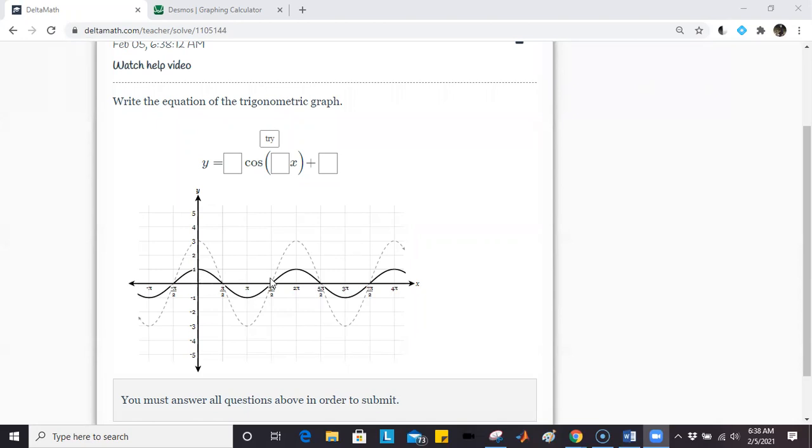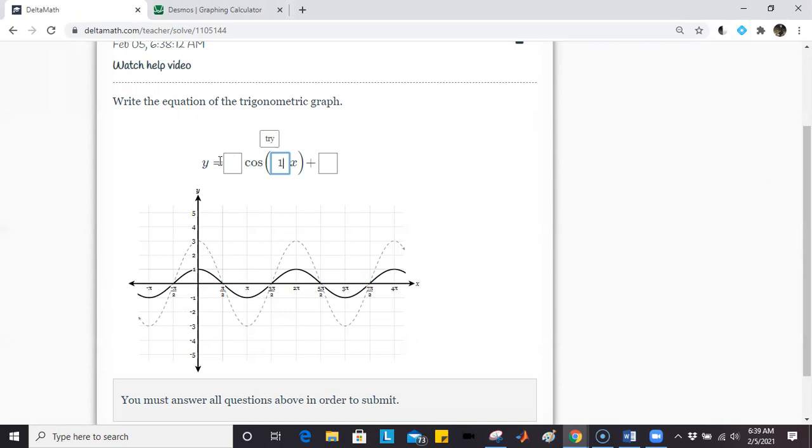So if we start, I'm looking at the solid line here. Its y-intercept is at 1, goes down, comes back up to 1 at 2 pi. Our dotted line starts up here at 3, goes down, comes back up at 2 pi. All right, great. So the period is still the same. We're still going to have a 1 in there.